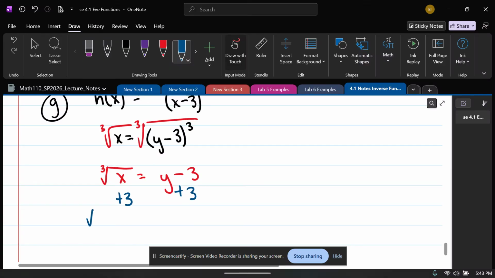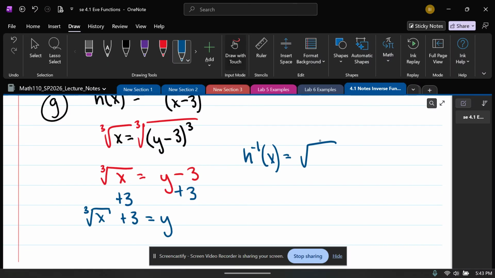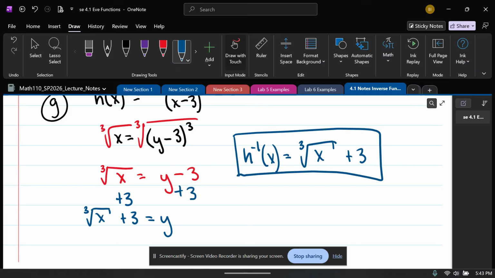So that's going to be the cube root of x, and then we've got the plus 3 on the outside, is equal to y. The last thing is just to rewrite it in the inverse notation. So h inverse of x equals the cube root of x and then a plus 3 on the outside. Three-step process every time to find the inverse.